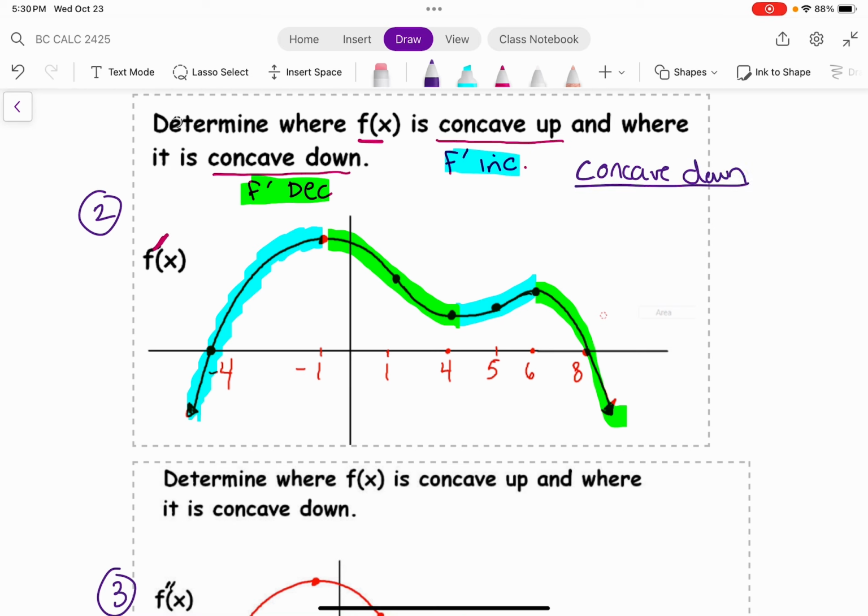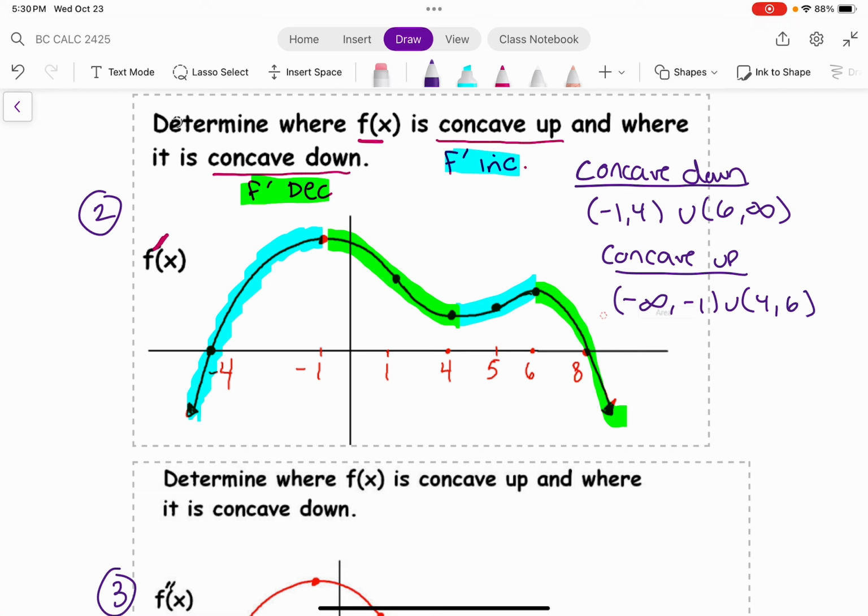concave down would be on the interval -1 to 4, and then from 6 to infinity, and concave up from -infinity to -1, and then from 4 to 6. Okay, so again, at this level, that's how you look at a graph.